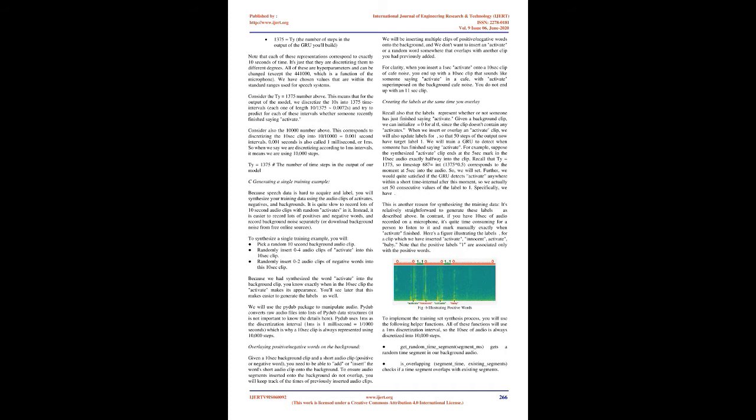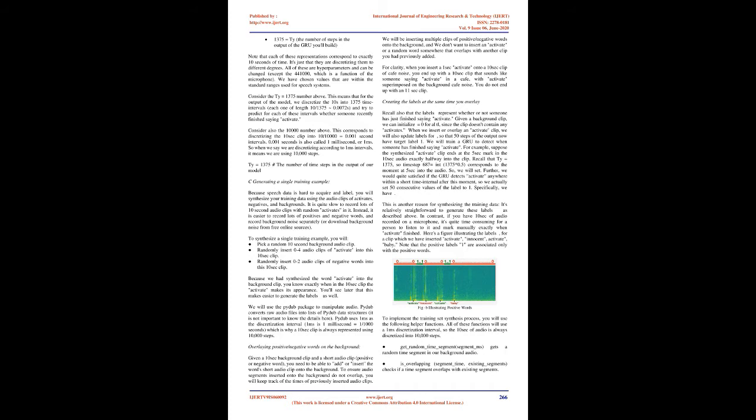For the 10 seconds of audio, the key values you will see in this assignment are: 441,000, raw audio; 5511 equals Tx, the spectrogram output and dimension of input to the neural network; 10,000, used by the pydub module to synthesize audio; 1375 equals Ty, the number of steps in the output of the GRU you'll build. Note that each of these representations corresponds to exactly 10 seconds of time. It's just that they are discretizing them to different degrees. All of these are hyperparameters and can be changed, except the 441,000, which is a function of the microphone.